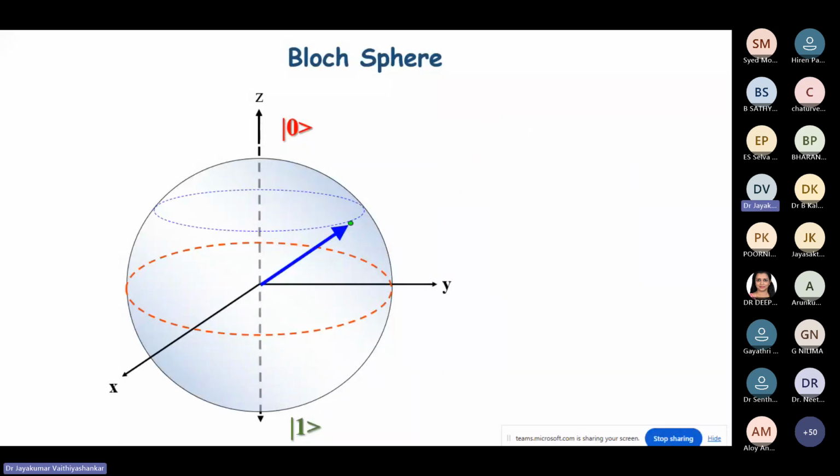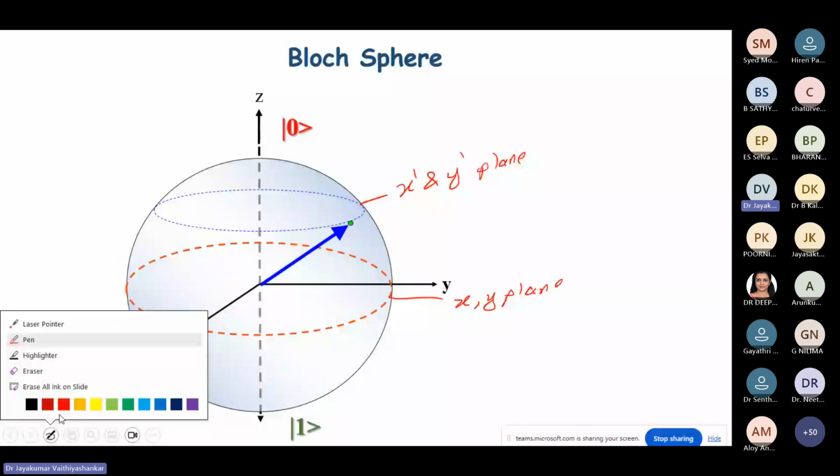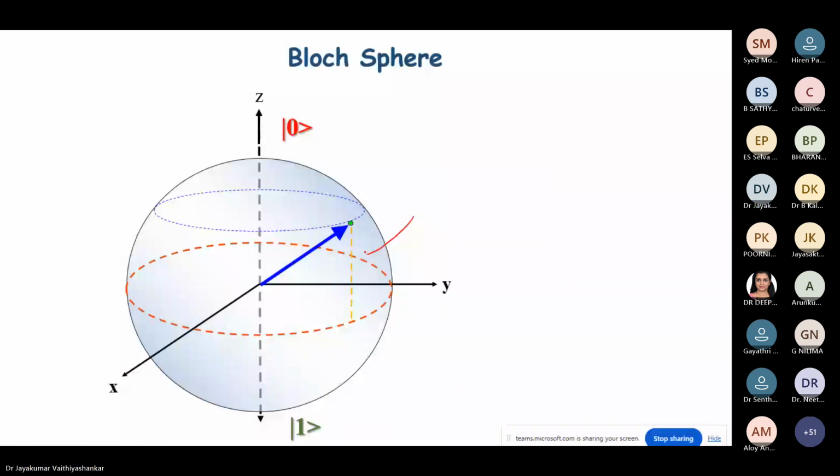So if you slice your sphere in this way, this will form the x' and y' plane. This is your xy plane, and this is a plane parallel to your quantum particle. What we are doing here is a projection from the quantum particle, which I will call QP, towards the xy plane.